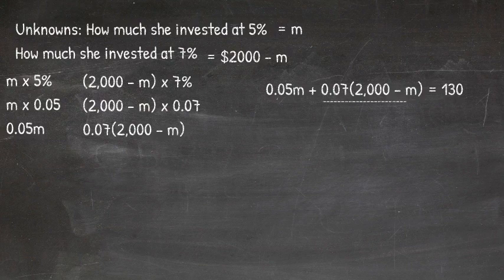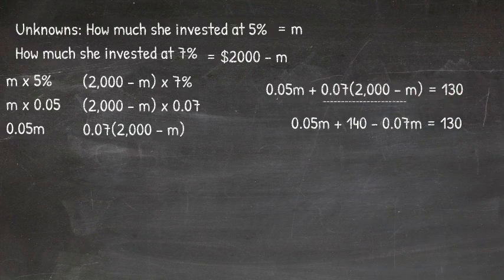So there is a multiplication where the number is touching the bracket. So we need to look at 0.07 times 2,000, which would give us 140. We also need to multiply 0.07 by that M that's in the bracket. So our new statement is 0.05 M, nothing's changed there, plus 140 minus 0.07 M is equal to 130.